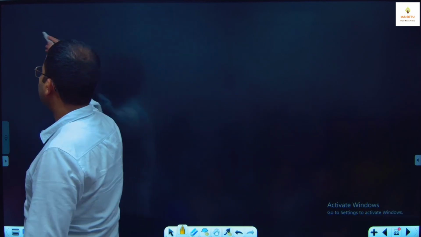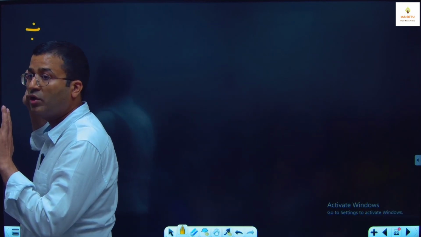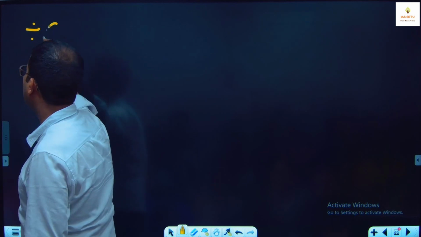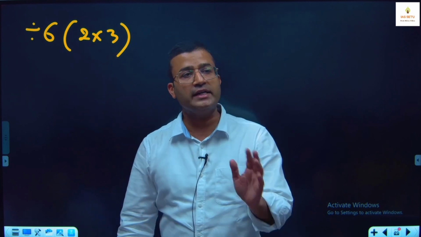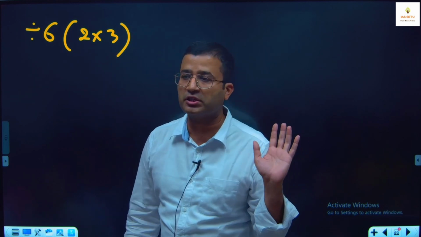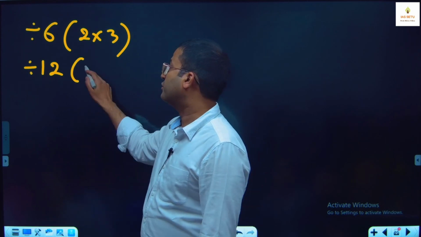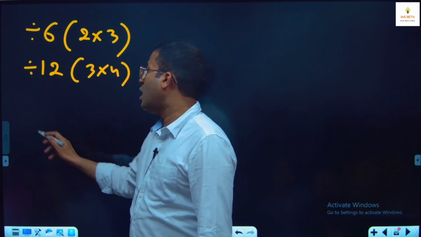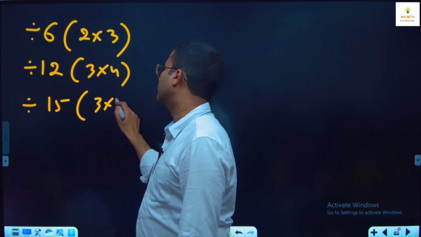Next, after that we checked with the concept of co-prime. That is really wonderful. Divisibility of 6: 2 and 3. If any number is divisible by 2 as well as 3, that number is divisible by 6. How do we check divisibility of 12? 3 and 4. How do we check divisibility of 15? 3 and 5.